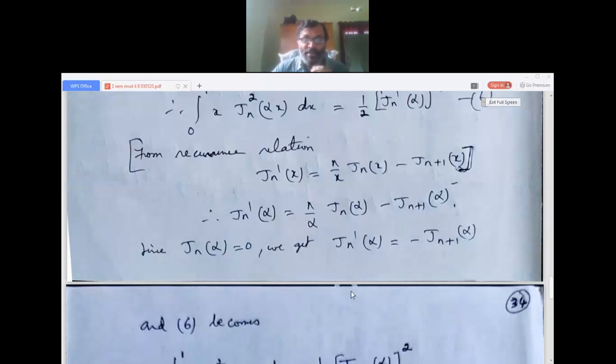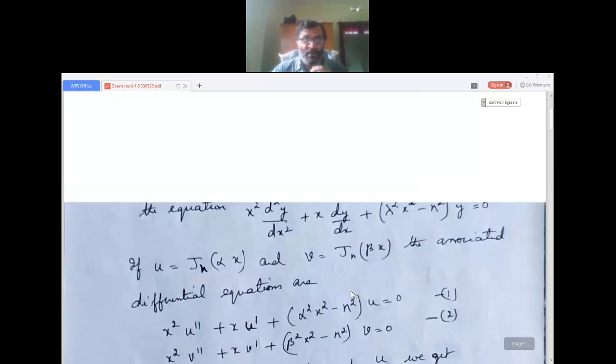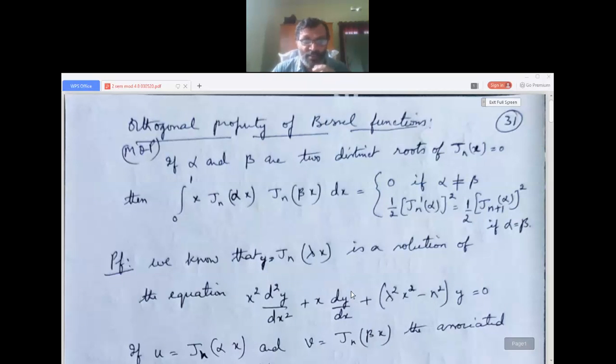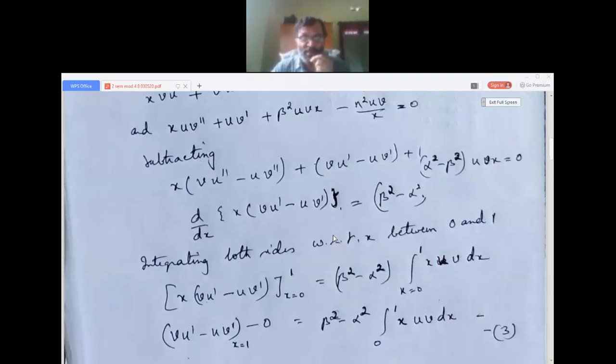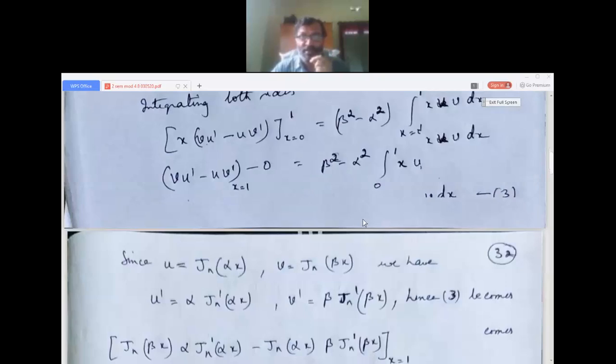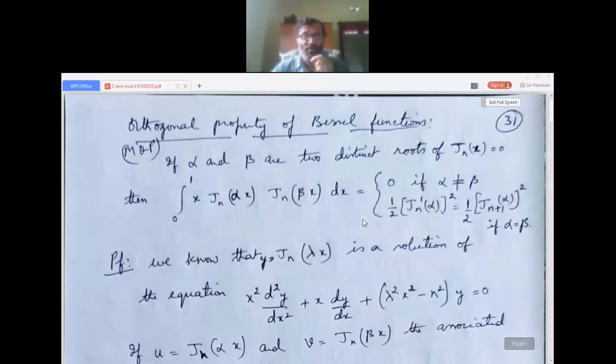So there are two conditions. This is the orthogonal property of Bessel functions. In the model question paper, they have asked only the first condition, that is when alpha is not equal to beta. But they might ask the second condition, so I derived the second condition. If they ask the first condition, you have to do only till here. I have underlined it, only till here. So see the model question paper and work it out. It is a 7-mark problem.